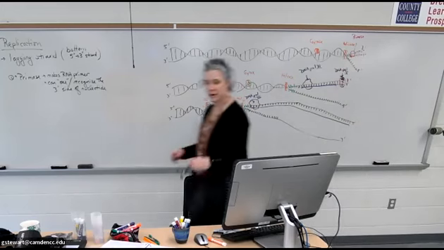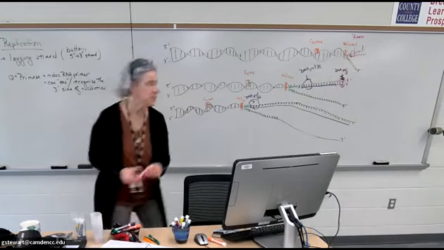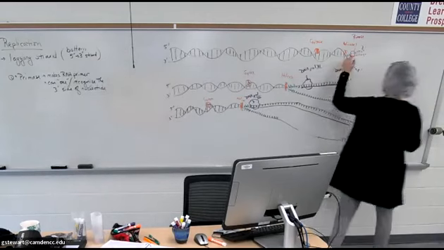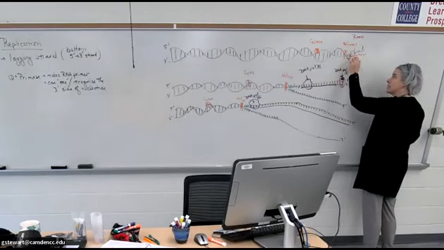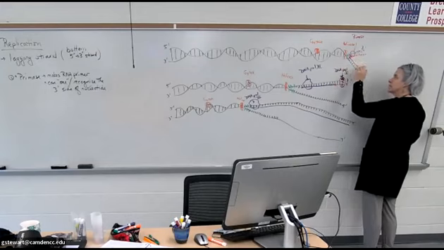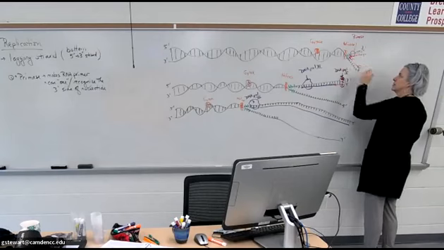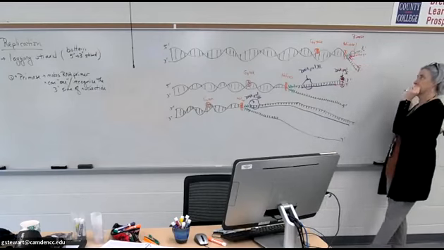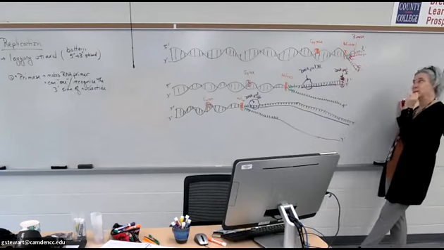So for the lagging strand, what happens is primase jumps on at the replication fork and makes a little primer this way, 5' to 3', going away from the replication fork.